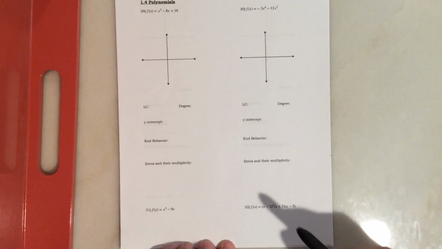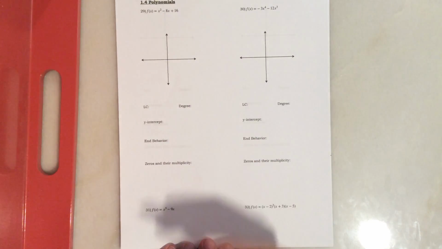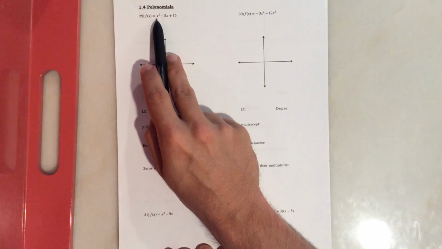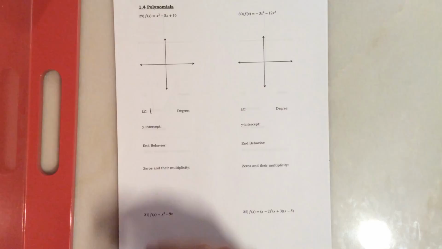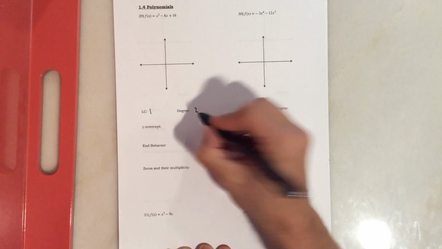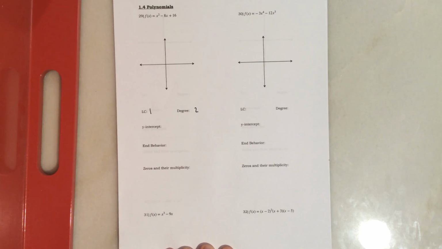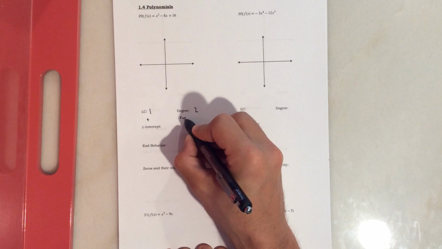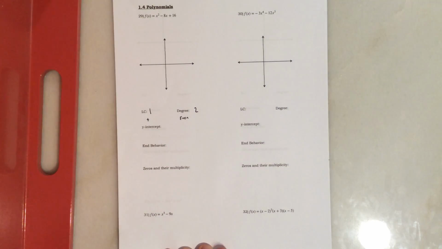And let's graph this thing. So I'm just going to fill in the information, and then hopefully that'll be enough to graph it. What's the leading coefficient here? The leading coefficient is 1, positive 1. What's the degree? The degree is 2. Awesome. So already I have a positive leading coefficient and an even degree. So this should already tell you what the end behavior is going to look like.